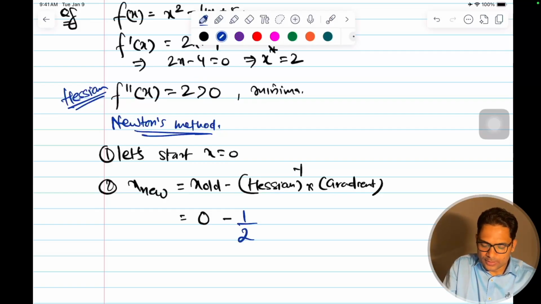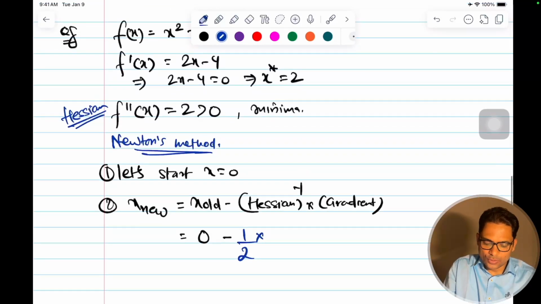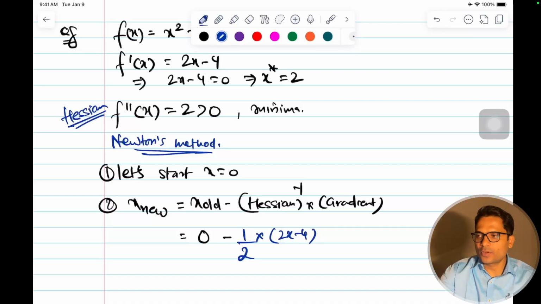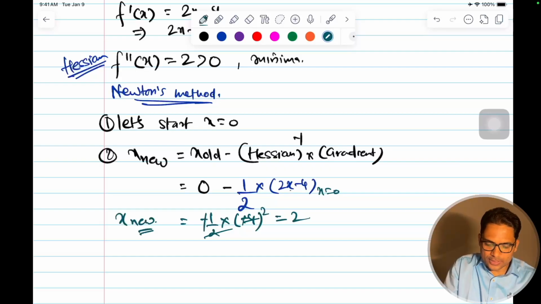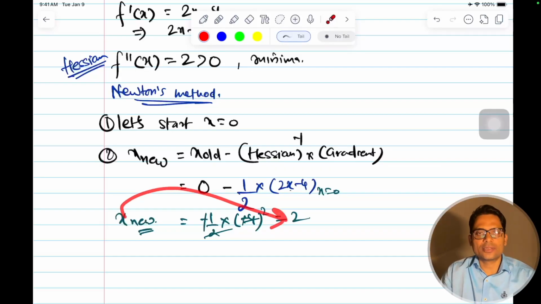what is the gradient? 2x minus 4. So you put x equal to 0, since this is the gradient at x equal to 0. This is equal to 0 minus, so this will be minus half into 2 into 0, because x equals 0, so 2 into 0, and that will be minus 4. Minus 1 minus goes off, 2 goes off, and that is equal to 2. So just in one step it will reach, if I am going stepwise.